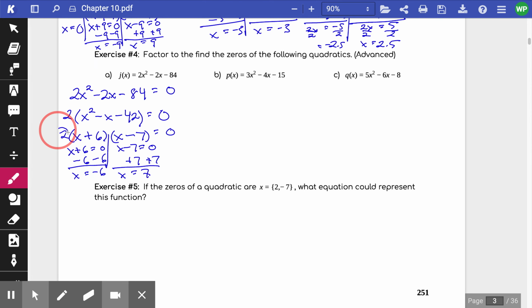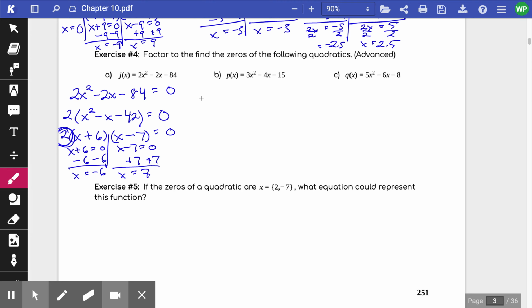Now, what you do want to take into consideration with this too is when you multiply a quadratic by a number greater than 1, what happens to it? And if you said it gets narrower, then you're on the right track, because that's all that this 2 is doing. It's taking this quadratic that goes through these two zeros and making it narrower.